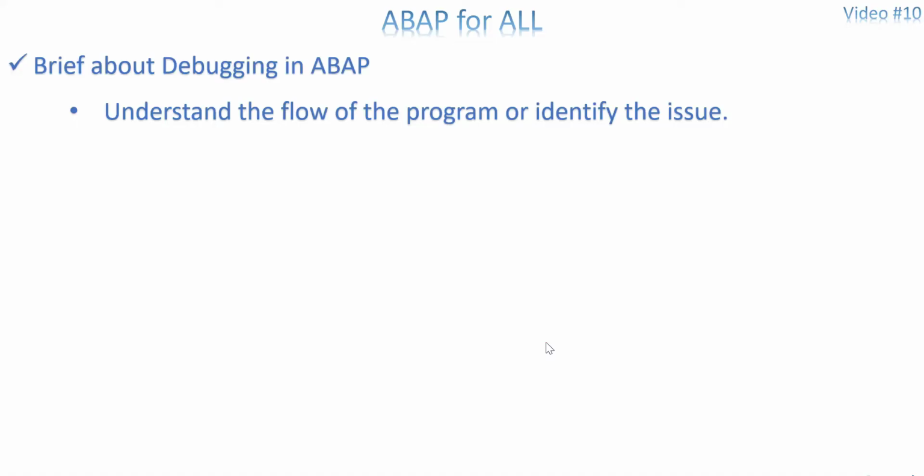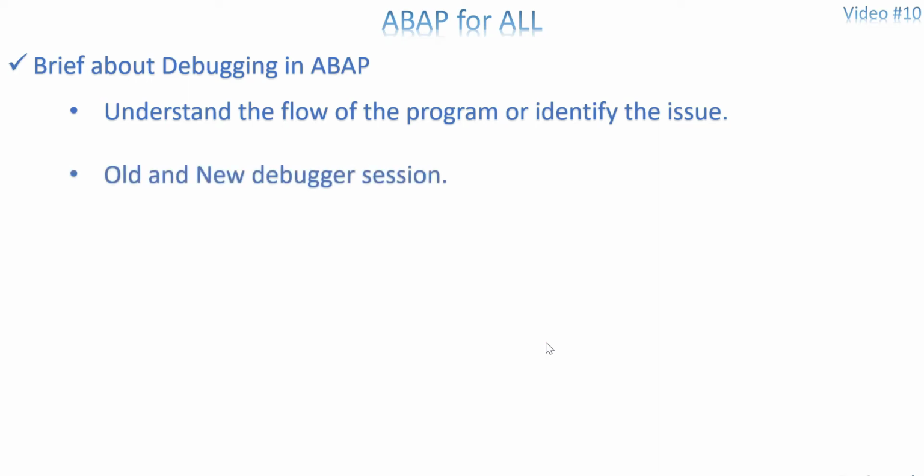So the debugging, in any language. So what is debugging? Debugging is just to understand how the program works, how the data flow is carried inside the program, or if there is any issue in the program or the transactions, we need to identify why this issue is occurring. So this is a very basic reason why we need debugging.